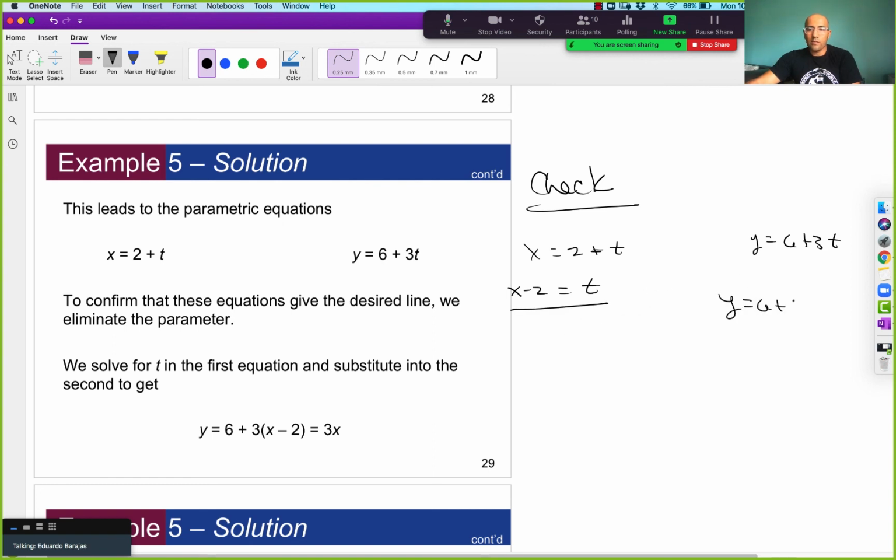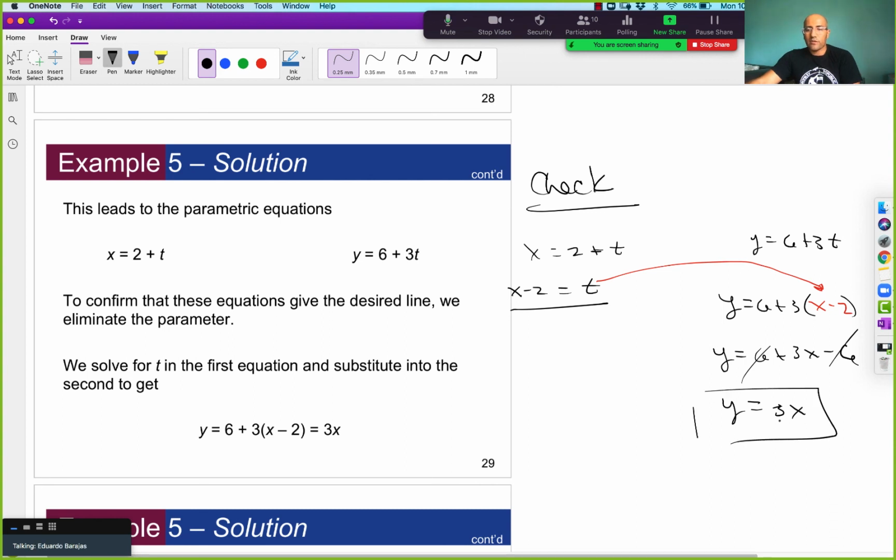y equals 6 plus 3 times something. And here we're going to stick in our t value. That t value is x minus 2. So we end up with y equals 6 plus 3 times (x minus 6)... y equals 6 plus 3x minus 6. The 6's cancel, and we get y equals 3x. And that is a linear equation that has a slope of 3. Right, linear.